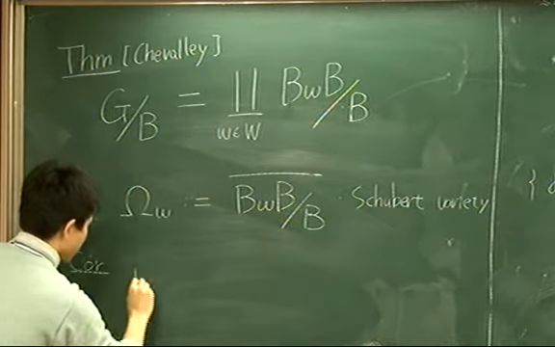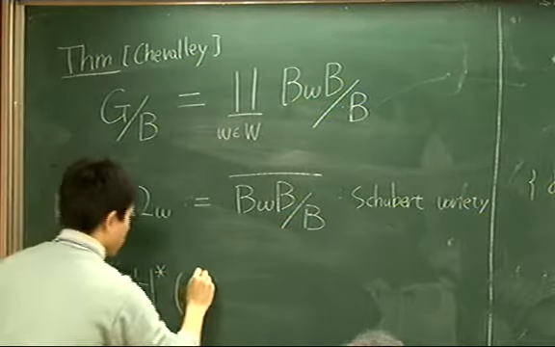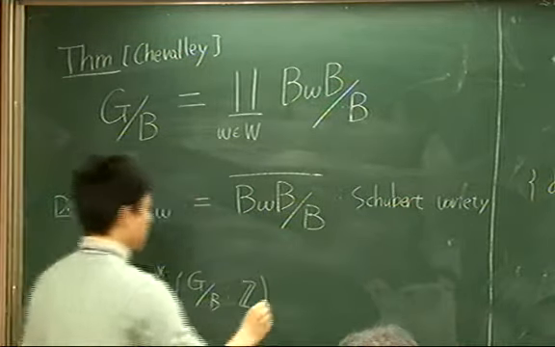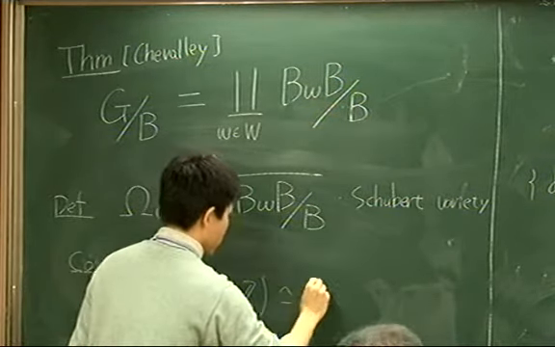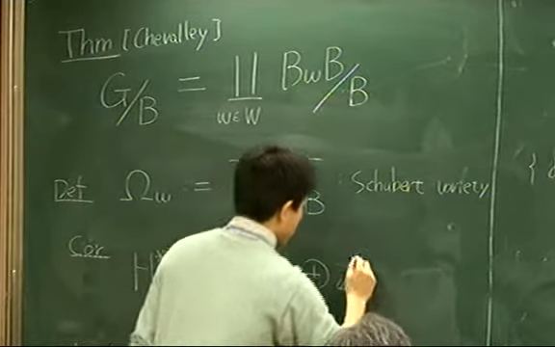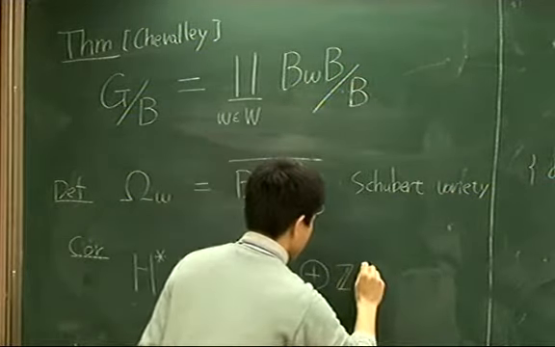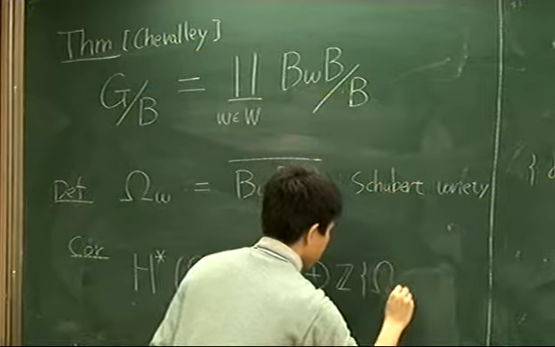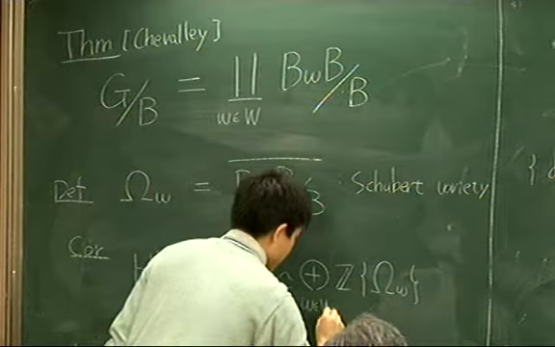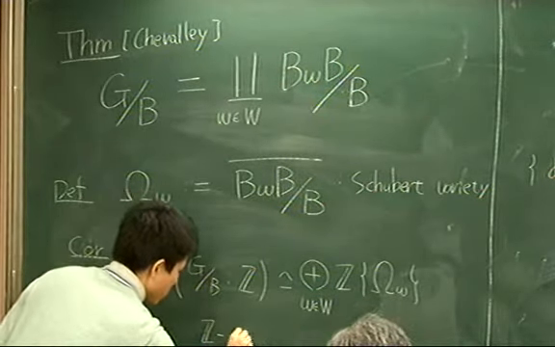So this is the definition of the Schubert variety, and an immediate corollary of the theorem by Schubert is that H star of the flag variety over Z is generated by these classes. But this isomorphism is just a Z module isomorphism.